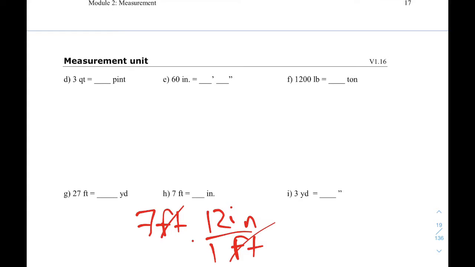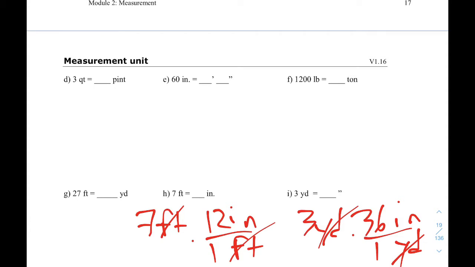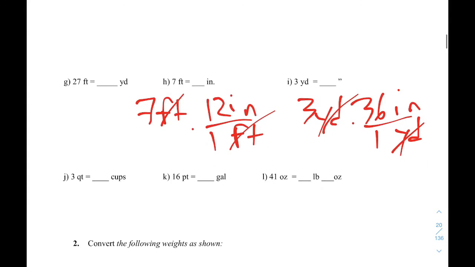For I, 3 yards is being converted. This symbol means inches. So for I, we could say 3 yards times, do our unit fraction so we can cancel out yards. I'm going to put in inches, and I know that in 1 yard there are 36 inches. So 3 times 36 should get us, well, 90 plus 18, so 108.